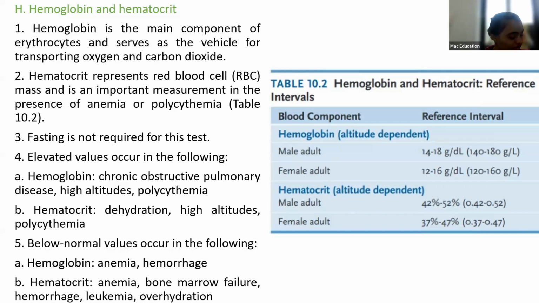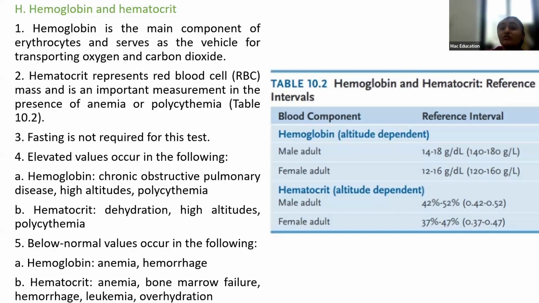Then what is the normal value of hematocrit? For male, 42% to 52%. What is it for female? 37% to 47%. Does fasting require for HB and hematocrit test? No, ma'am. Okay. In which conditions will the hemoglobin be high? COPD, high altitude, polycythemia.